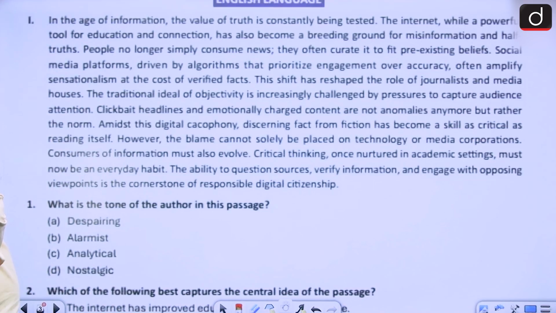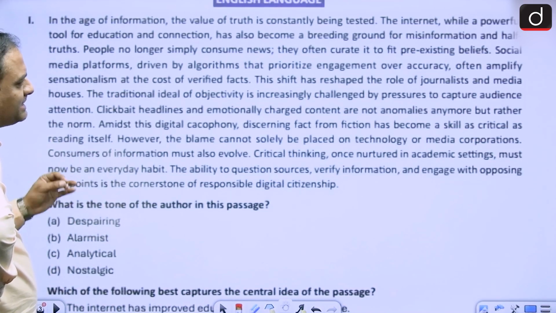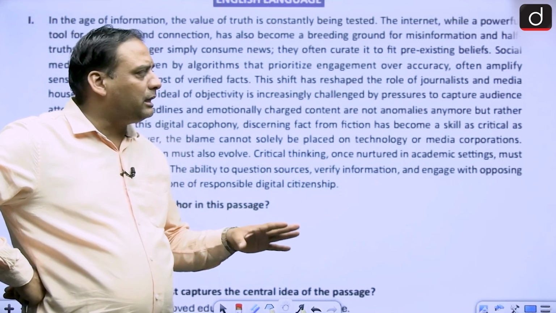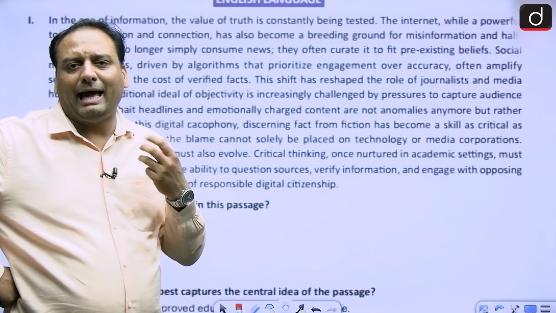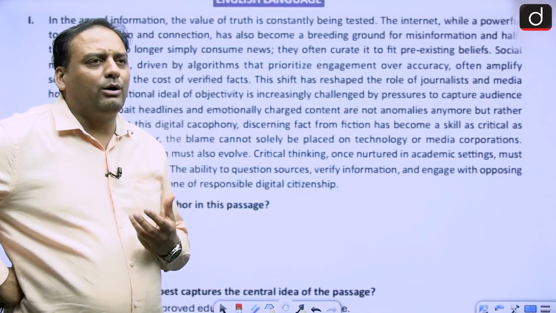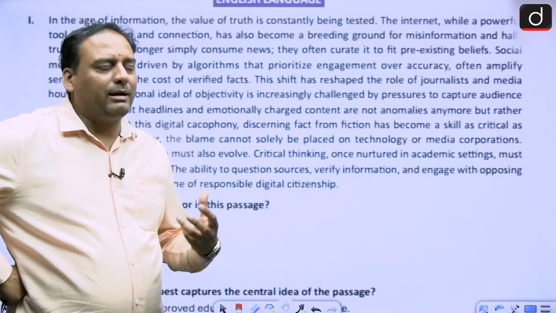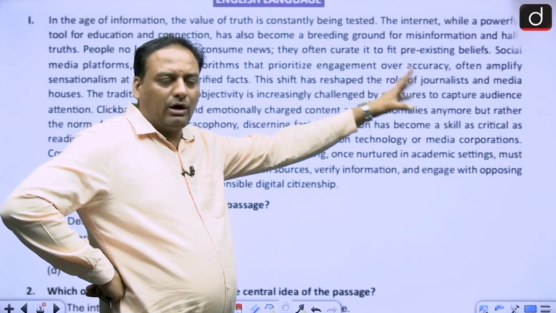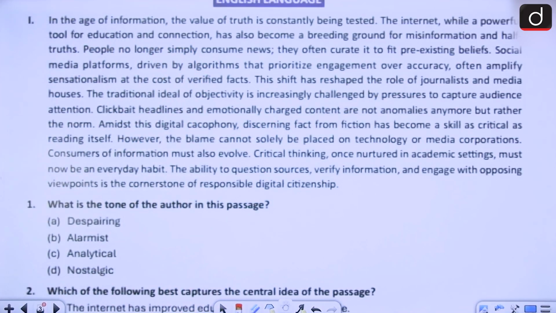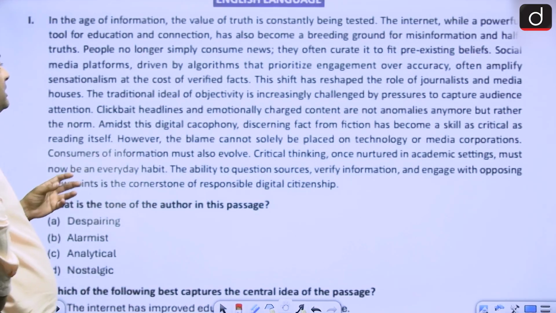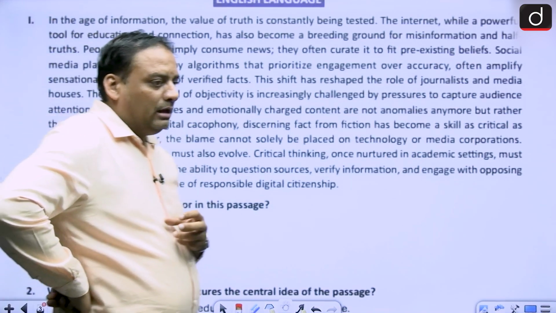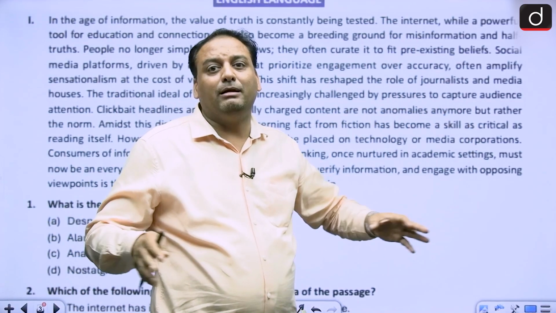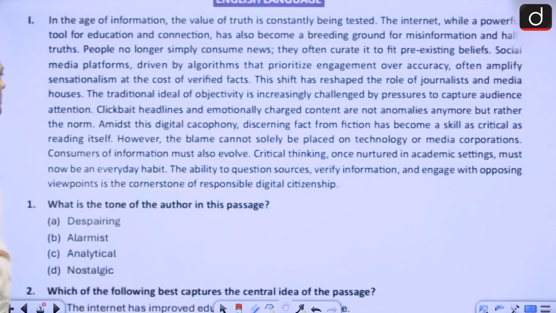Social media platforms are driven by algorithms that prioritize engagement over accuracy. Now what is happening on social media? We do not think about accuracy, we think about engagement. Not we, these platforms think about it. These platforms are organized in a particular way in which they focus on engagement, not accuracy. They often amplify sensationalism at the cost of verified facts. If something is sensational, they will amplify it, make it bigger, at the cost of verified facts.